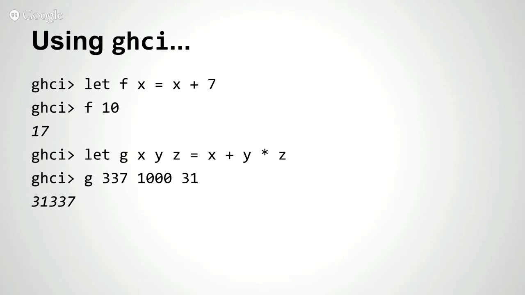These are some function definitions at GHCi. We're letting f of x equal x plus 7, and we get a unary function. And then we're letting g x y z be x plus y times z, and we get a 3-argument function. By the way, does everyone here know what arity means?